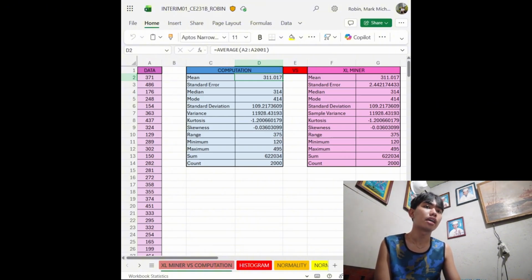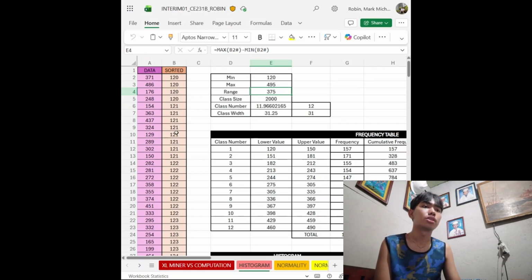So we have the data, and before I do the computation, I do some sorted distribution. I use Sturges' rule, which is k equals 1 plus 3.322 log times the class size, which is 2000, to determine that 12 classes were needed. I then calculated the range, which is this 375. I deducted the minimum from the max, so I get 375, and divided it by 12 to get the class width of about 31.